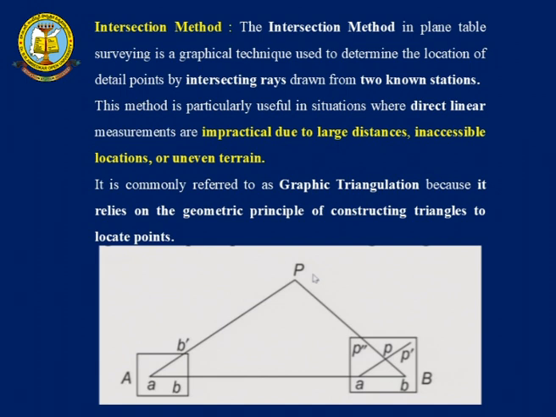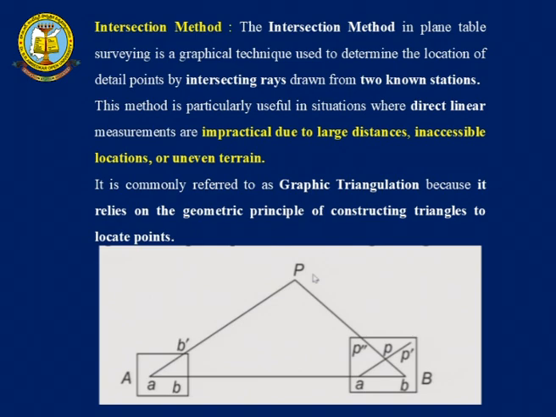The intersection method is a graphical technique used in surveying to determine the location of a detailed point by intersecting rays drawn from two known stations. Look at the figure. Station A is this one and station B is this one. I already know station A and station B, and now I want to determine station P. For that purpose the intersection method is used. It is commonly referred to as graphic triangulation because it relies on the geometric principle of constructing triangles to locate points.